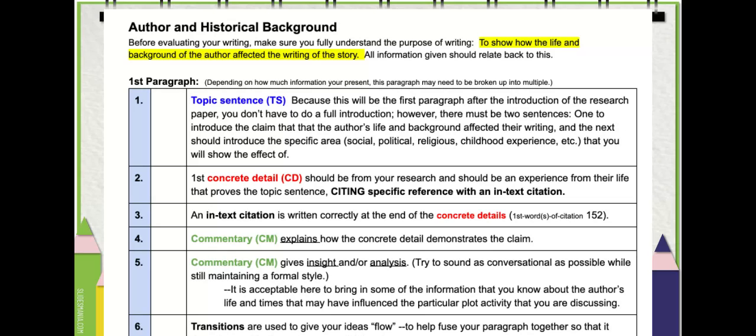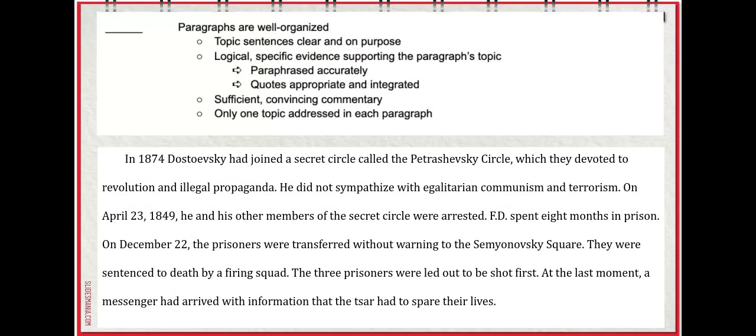Okay, so here's a rundown. Let's look at this short paragraph. In 1874, Dostoevsky had joined a secret circle called the Petrovsky Circle, which they devoted to revolution and illegal propaganda. He did not sympathize with egalitarian communism and terrorism. On April 23, 1849, he and the other members of the secret circle were arrested. And then it goes on to give a list of facts.